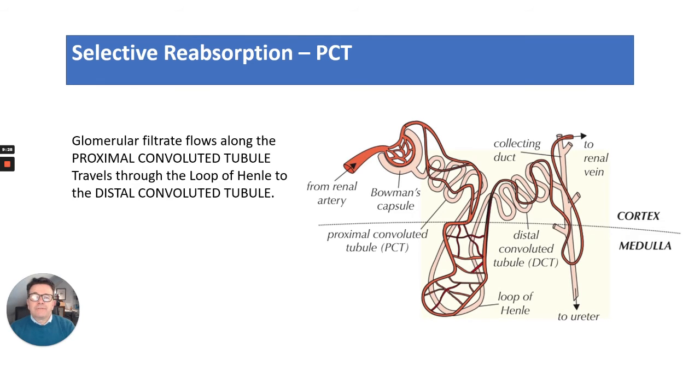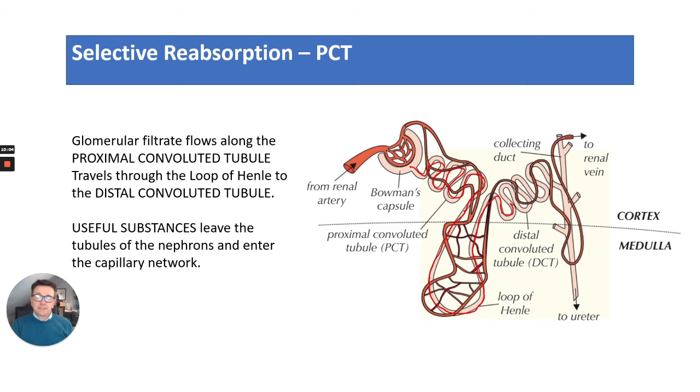So the filtrate flows along the PCT, and then it travels through the loop of Henle to the distal convoluted tubule. If I just show you, it's going to travel through here, right around the PCT, which is coiled with a big network of capillaries around it, and then down through the loop of Henle, and then back up through what we call the ascending limb to the distal convoluted tubule. So we're going to talk about what happens in that section.